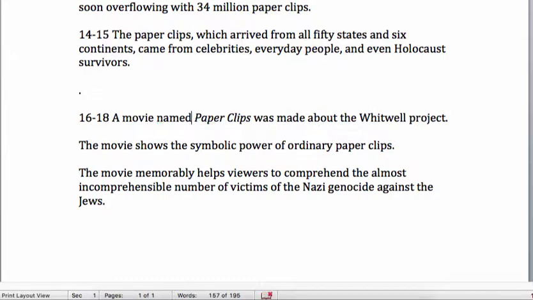Okay, a movie named Paper Clips was made about the Whitewell Project. The movie shows the symbol of ordinary paper clips. The movie memorably helps viewers to comprehend the almost incomparable number of victims that the Nazi genocide against the Jews. Okay, so what would we have? We've got movie.